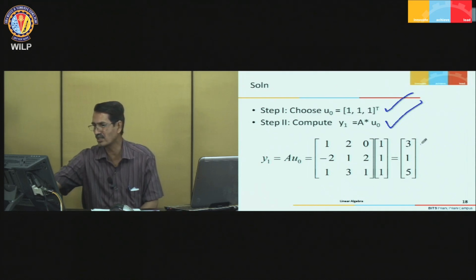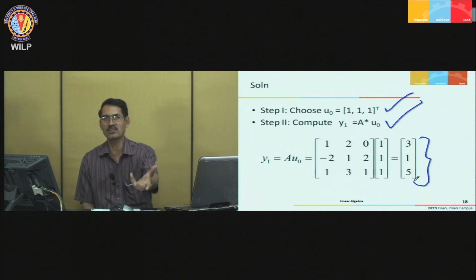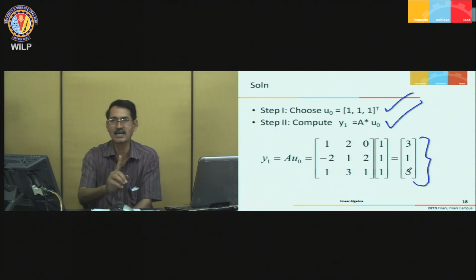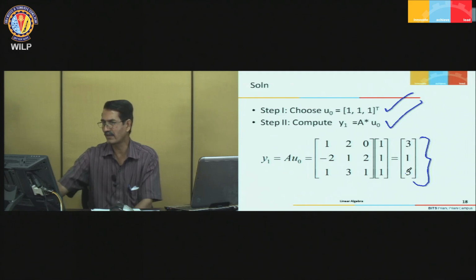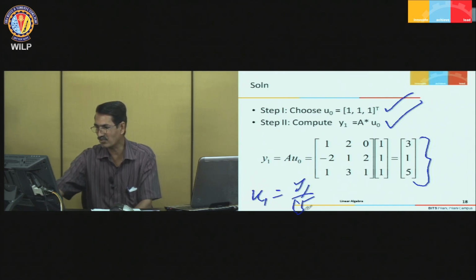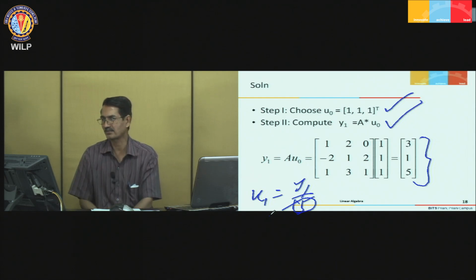Look here, we are getting 3 1 5. It is not in the normalized form. Out of 3, 1, 5, the largest is 5. Therefore, make y1 to be in the normal form. So, divide this y1 by 5, and you will get u1 in normal form. So, u1 will be equal to y1 by 5, and this 5 is the normalizing factor.